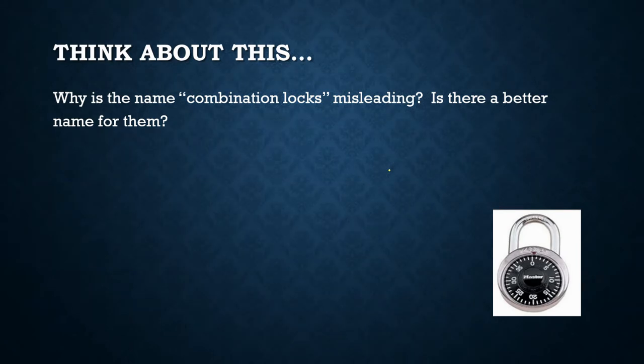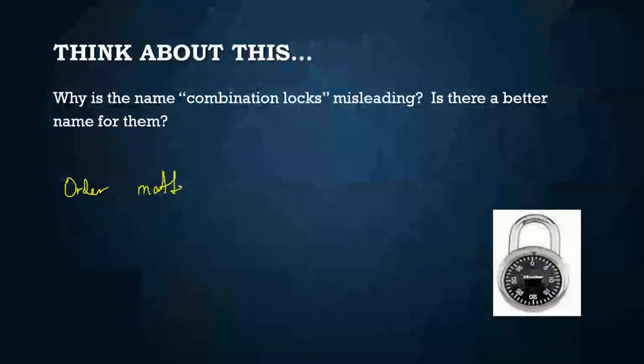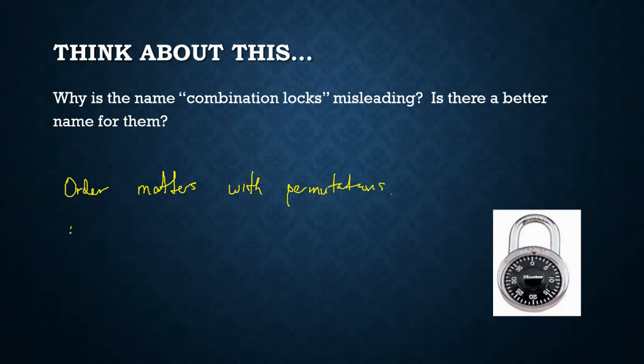But when we use combinations in the organized counting sense, that means order doesn't matter. So a better name would be a permutation lock, because order matters with permutations, right? Order matters with permutations. These locks should be called permutation locks. So that's an interesting conversation starter, sharing some knowledge with your friends regarding organized counting.